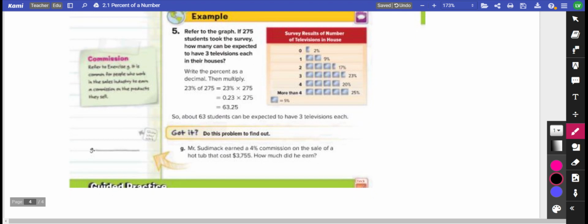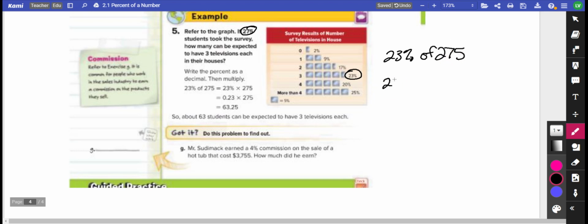Example 5. Refer to the graph. If 275 students took the survey, how many can be expected to have 3 televisions each in their houses? Well, 3 televisions each, that's going to be 23%. And there's 275 students that were surveyed. So it's 23% of 275 students.